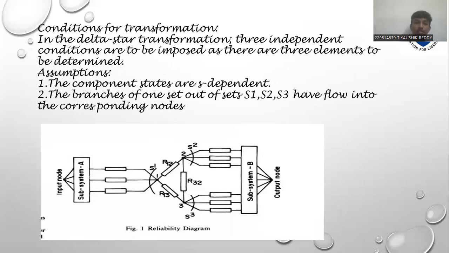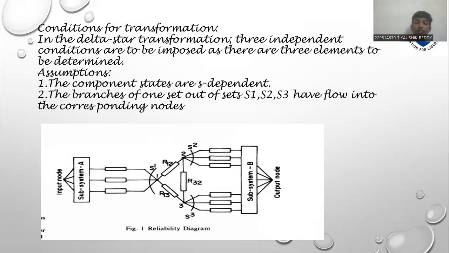So these are the conditions for transformation. In delta star transformation, 3 independent conditions are to be imposed as there are 3 elements to be determined. So we have 2 assumptions in the given slide. First assumption is the component states are statistically independent. The branches of one set out of sets S1, S2, S3 have flow into the corresponding nodes.